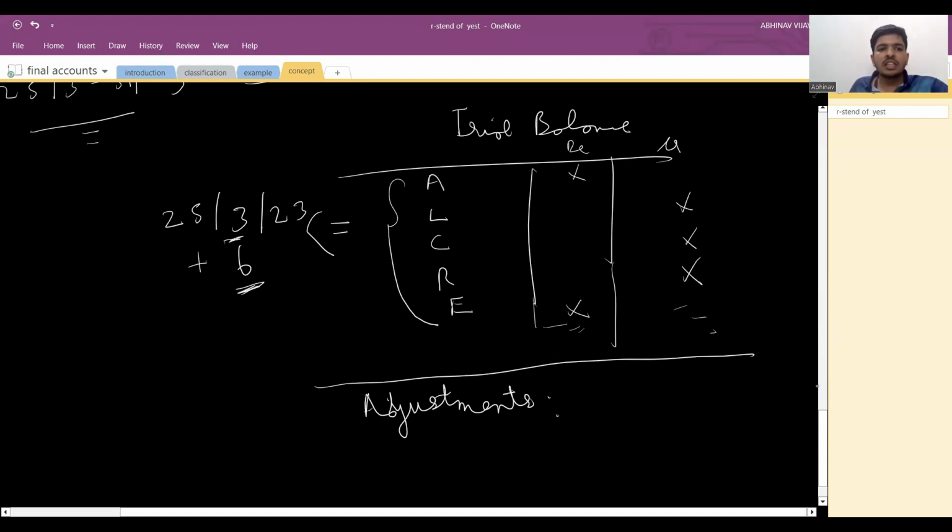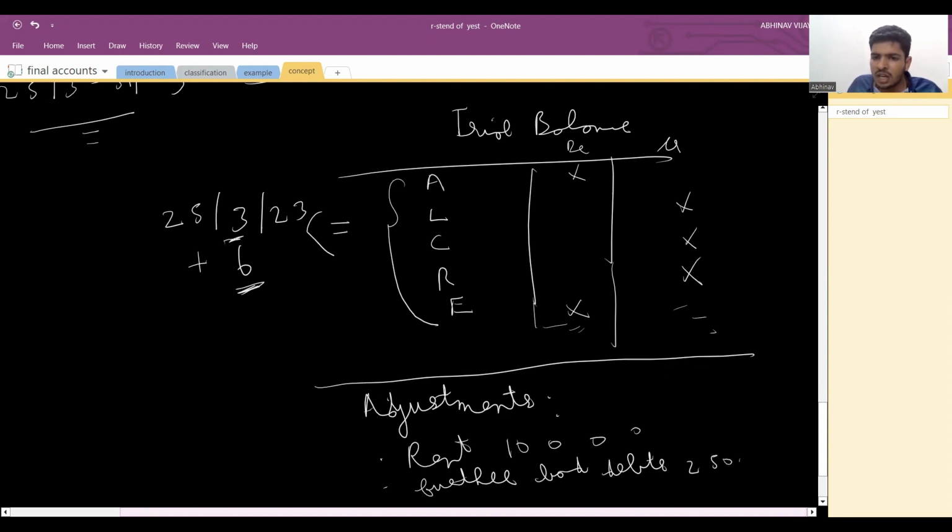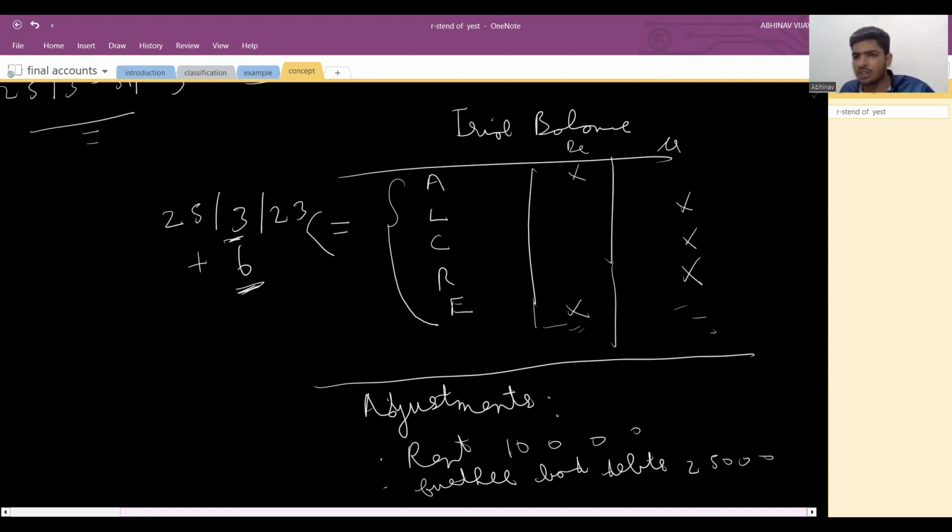Adjustment actually means, let's see, for example, after 25th of March, rent of 10,000 more gets paid. Further bad debts of 25,000 happen in the business. And there'll be hundreds of other transactions that take place from 25th of March to the 31st of March. So that is the meaning of adjustments.